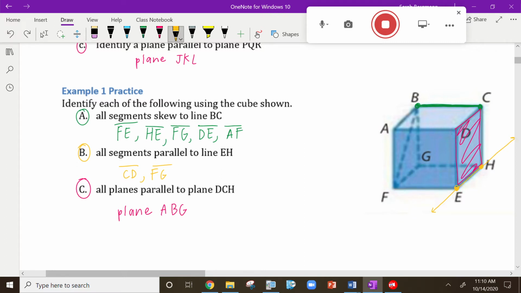Now we're looking for segments parallel to line EH. Parallel means they have to be coplanar, so they have to be on the same plane. The only options here are segment CD or line CD. It asks for a segment though, so we'll call it segment CD, and segment GF or FG. It's the same thing.